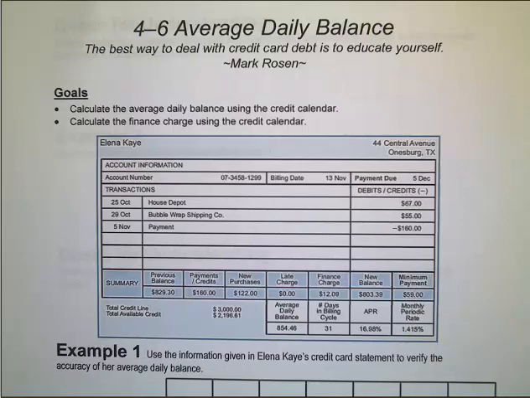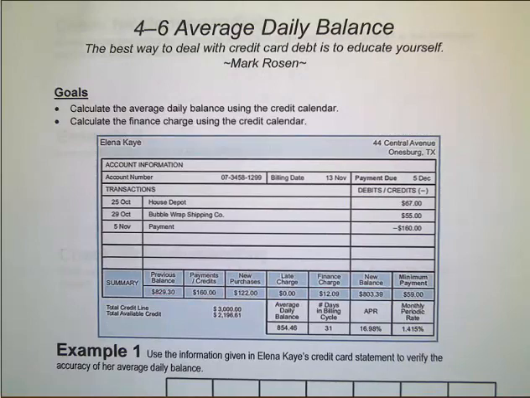This lesson is 4-6, average daily balance. So we have Elena K. Her statement is here from her credit card, and we are going to use an average daily balance sheet to find out the accuracy of her credit card statement.